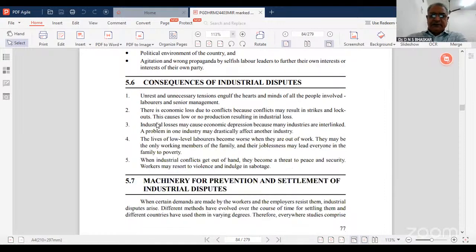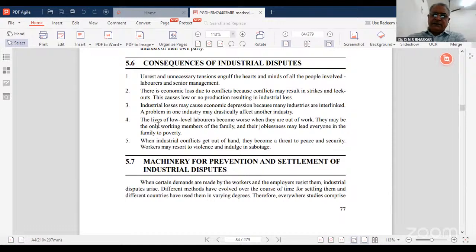So these are the causes; now, what are the various consequences of industrial disputes? When there is an industrial dispute, it leads to tension in the various parts of the organization. It creates a lot of tension, and finally they cannot work in a proper working environment. There is an economic loss due to conflict, because the conflict may go to a strike or lockout. Employers may go for a lockout, and employees may go for a strike. In such a case, productivity will fall, output will not be there, and when output is not there, management will automatically not be able to give proper wages.